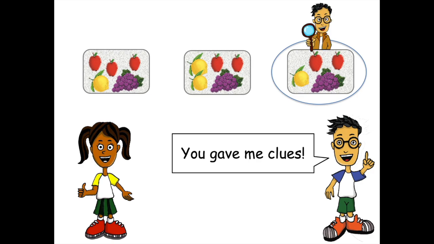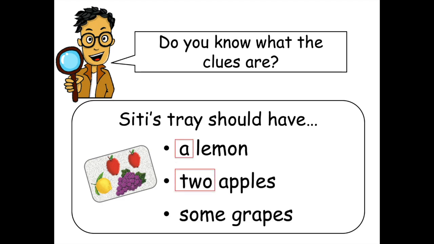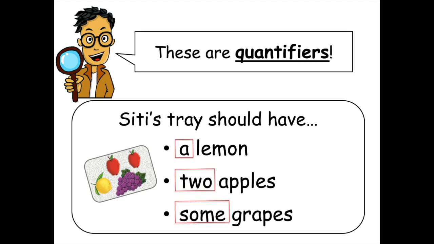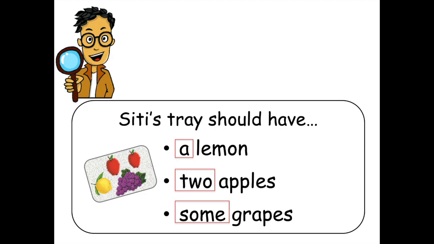You gave me clues. What were the clues that she gave him? Siti's tray should have a lemon, 2 apples, and some grapes. A lemon tells us there's only one, 2 apples, and some grapes. Yes, you are right. So these are the clues, and these are called quantifiers. They tell us how many things there are. 1 lemon, 2 apples, some grapes.